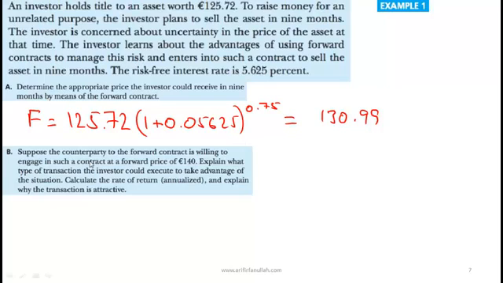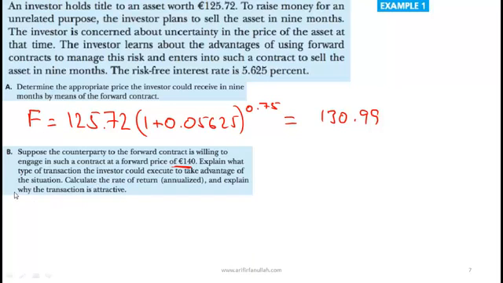Now suppose the counterparty is willing to engage in such a contract at a forward price of 140. Explain what type of transaction the investor could execute to take advantage of the situation, calculate the rate of return annualized, and explain why the transaction is attractive. Now this is setting the foundation for one of the favorite category of CFA questions, which is around arbitrage. Okay, so if there is a mispricing, how can you take advantage of this? This is a relatively simplistic exercise.